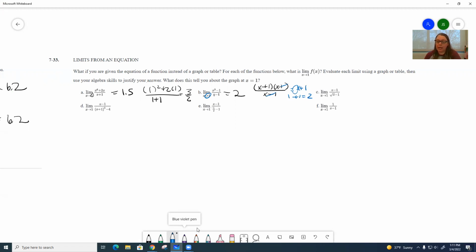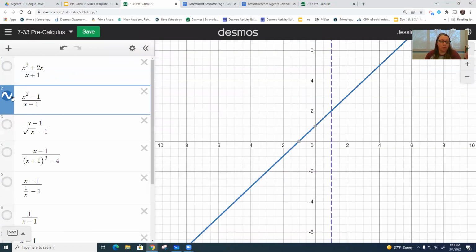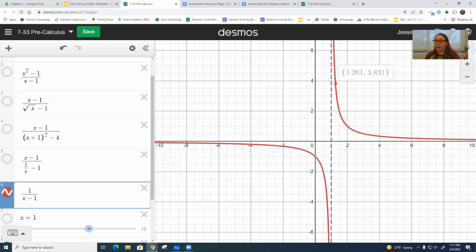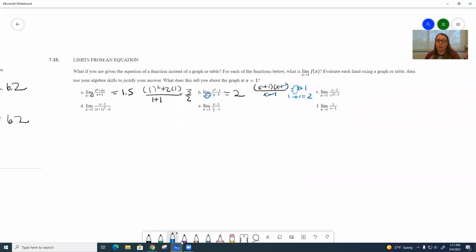All right, let's look at F. I'm going to turn this one off and this one on. This is one where you would know the parent function, it's just a hyperbola. If I approach 1 from the right, it's going up, up, up, approaching infinity. As I approach from the left, down, down, down, that's approaching negative infinity. So for this one, the limit does not exist. That's the only one in this set that does not exist.